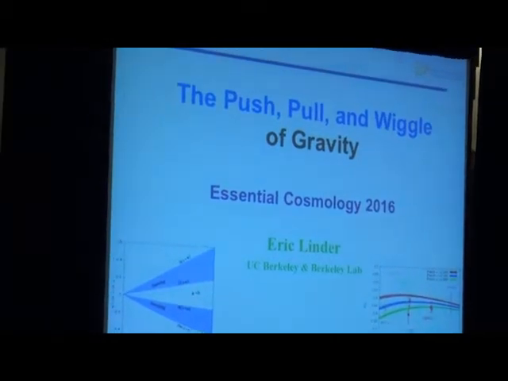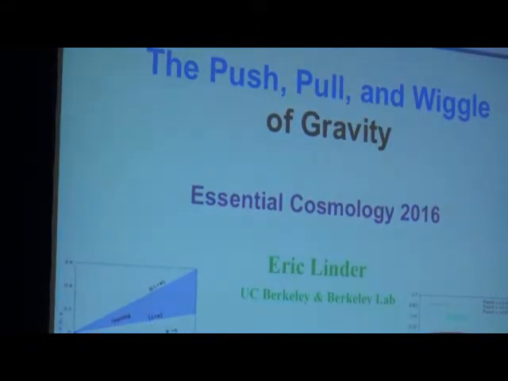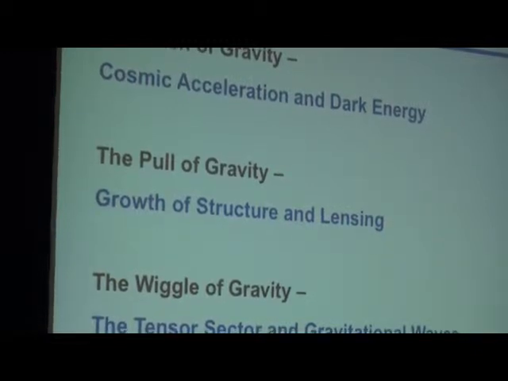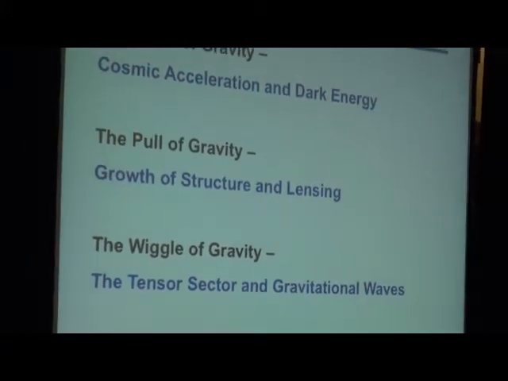So I chose this title because I wanted to talk about three things that affect gravity on cosmological scales. What do I mean by the push, the pull, and the wiggle of gravity? For the push of gravity, I'm going to be talking about cosmic acceleration and dark energy. For the pull of gravity, I'll talk about clustering and how gravity affects the motion of not only matter but of light, including gravitational lensing. And then the wiggle of gravity, I'm going to talk about the tensor sector, that is the gravitational waves, and how we've realized in the last year or two that this actually is extremely important and gives us a lot of additional information on the nature of cosmic acceleration and in our universe.